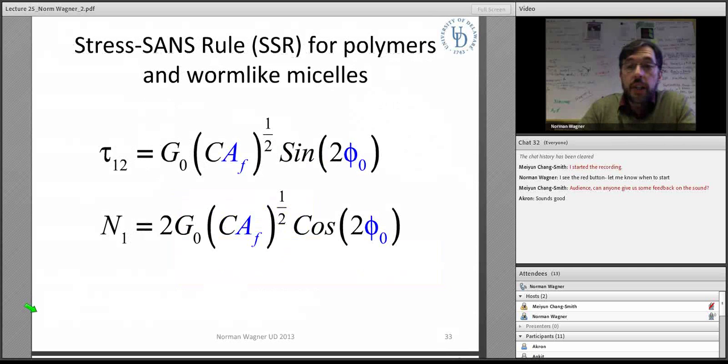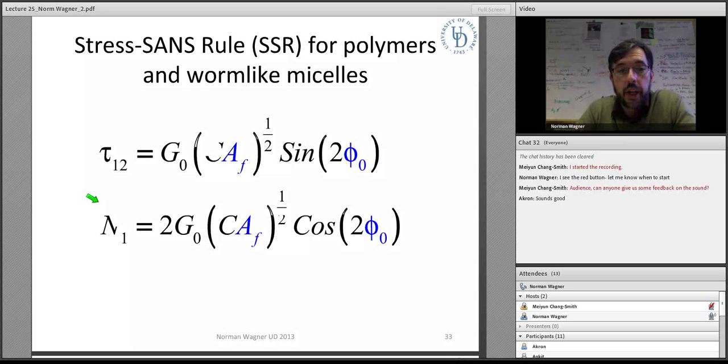So when all is said and done, one can relate this alignment factor and orientation angle to the shear stress that we would measure, for example, in the rheometer by the elastic modulus and a coefficient, which is our stress SANS coefficient. So this becomes a stress SANS rule for polymers. And if I measure the alignment factor and I measure the angle, okay, then I can also calculate a normal stress difference. For example, in the 1-2 plane, I get N1.